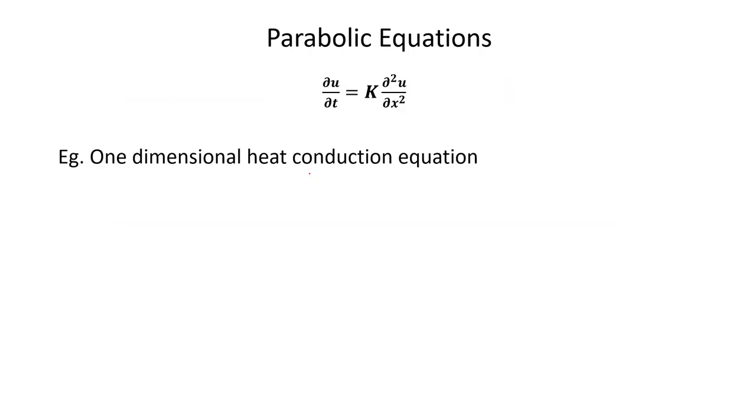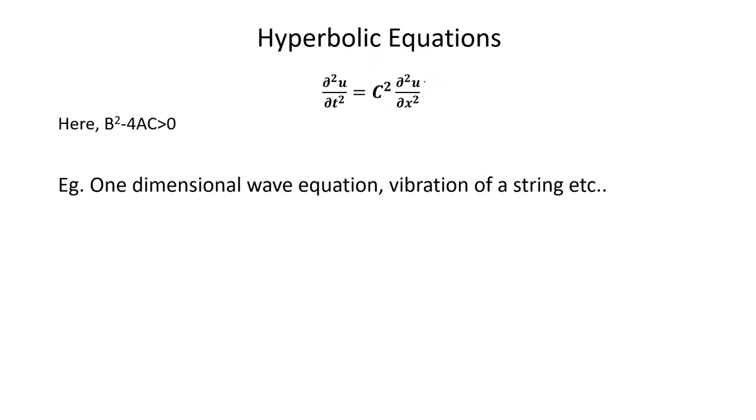Okay. And the second classification is the parabolic equation, and the equation is dou u by dou t is equal to k into dou square u by dou x square. So our usual one-dimensional heat conduction equation is an example of a parabolic equation. And the third is the hyperbolic equation where b square minus 4ac is greater than 0, and the equation is dou square u by dou t square is equal to c square dou square u by dou x square, which is an example of the one-dimensional wave equation.